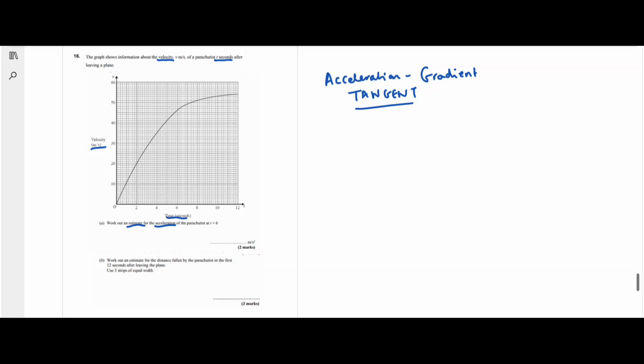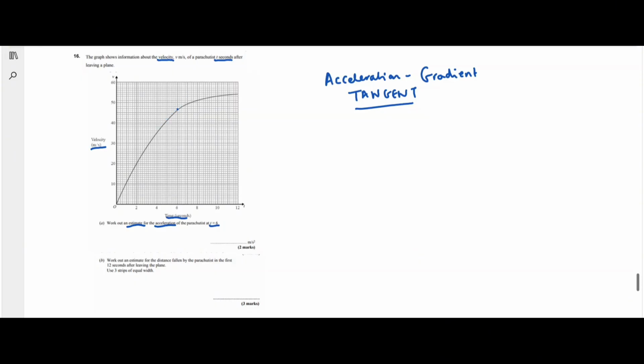So we're estimating the acceleration of the parachutist at the time where t equals 6. If we go up from 6, t equals 6 on my graph is here, where that little blue dot is. So I need to draw a line that is in line with my curve. This is going to be quite tricky because I'm doing it without a ruler, so you need to try and get it in line with the direction of the curve at point t equals 6.